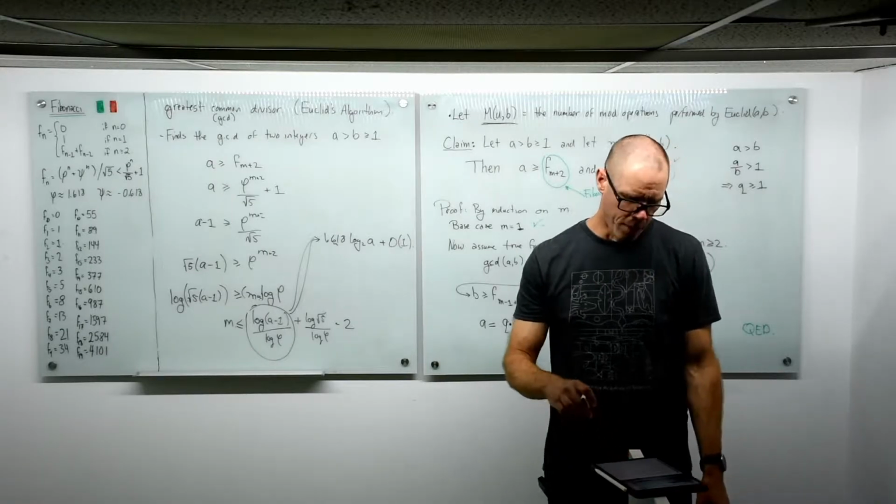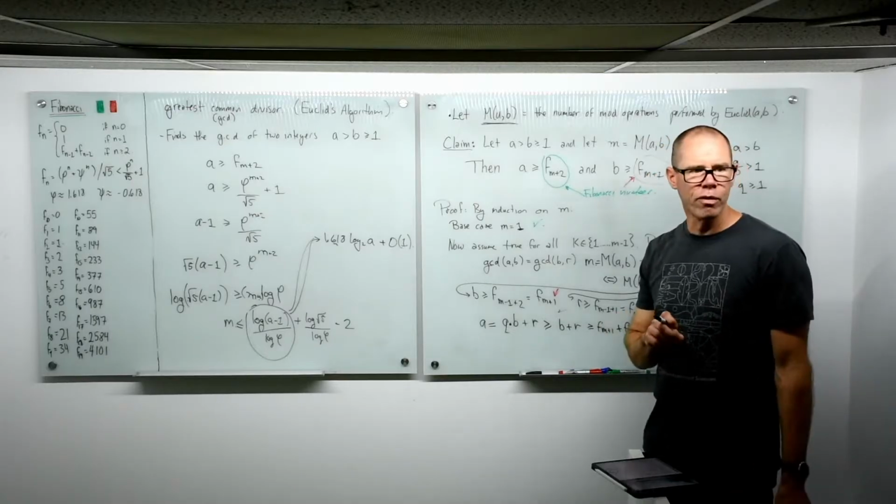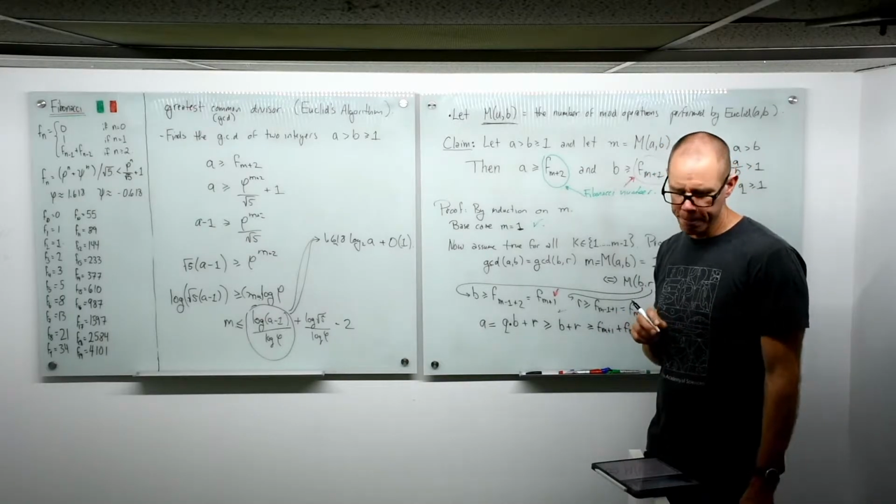Rho to the n, no, not rho. I should have been saying phi. I was saying rho, but we've never defined a rho. Phi.